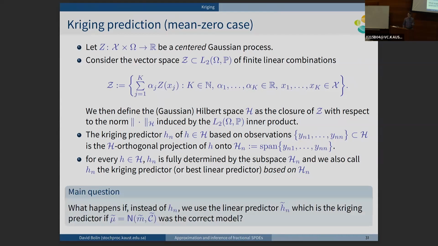Right. So again, the main question now is what happens if, instead of the optimal Kriging predictor, you use a linear predictor that we called H-M tilde, that would be the Kriging predictor if this Gaussian measure mu tilde, based on the misspecified second order structure, was the correct model.